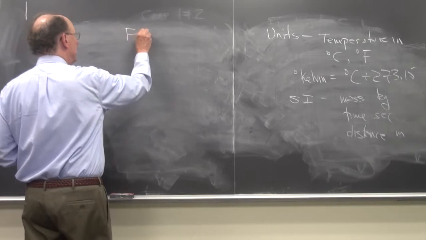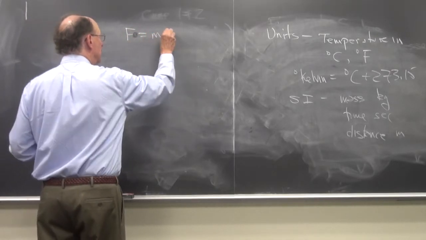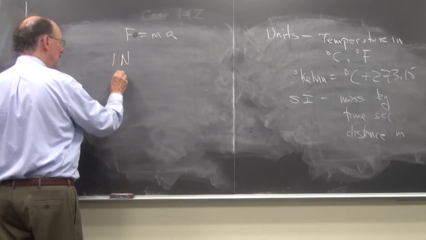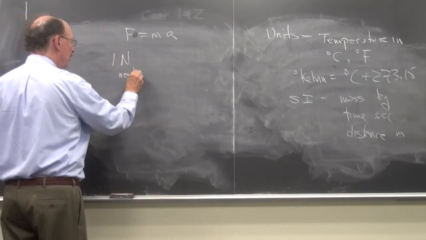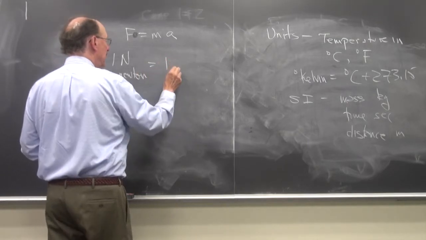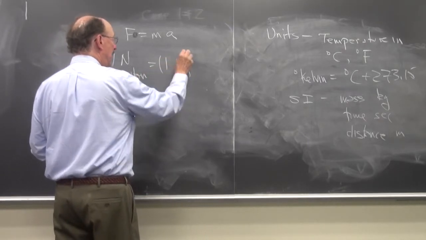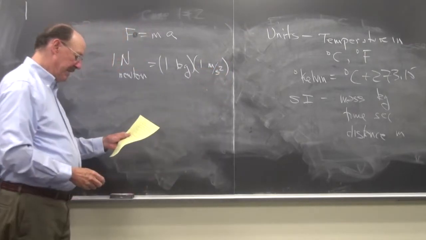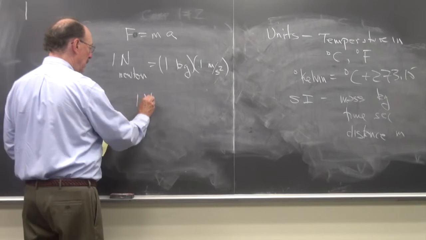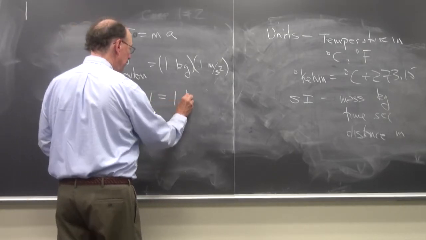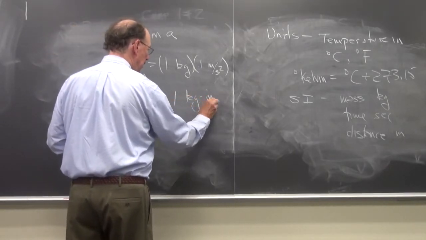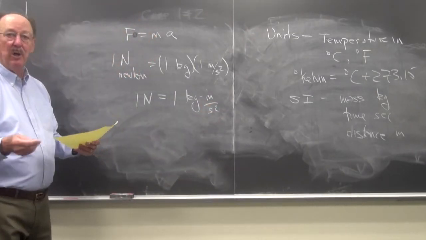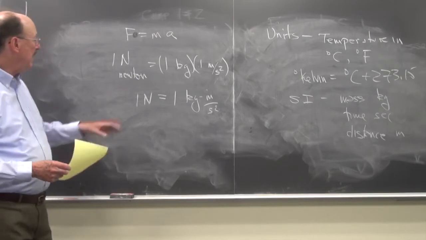We all remember F equals ma. And what we have is that 1 Newton force is equal to 1 kilogram mass accelerated 1 meter per second squared. So we have that 1 Newton is equal to 1 kilogram meter per second squared. And so we have that definition, and we will come back to use this.